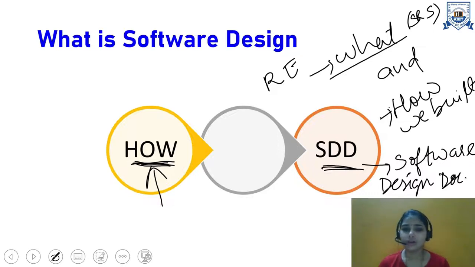So in this form we can say our problem is solved. What is the problem that we have to discuss is covered in requirement engineering, and how we will develop the system by which we can solve the problem is a concern in the software design.